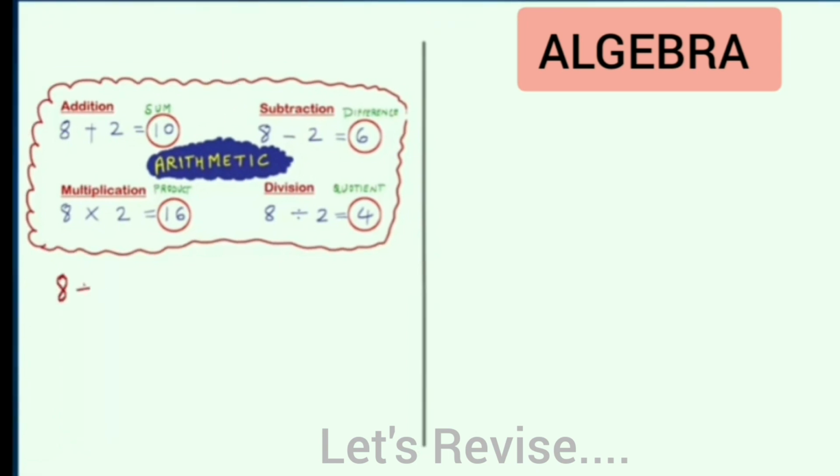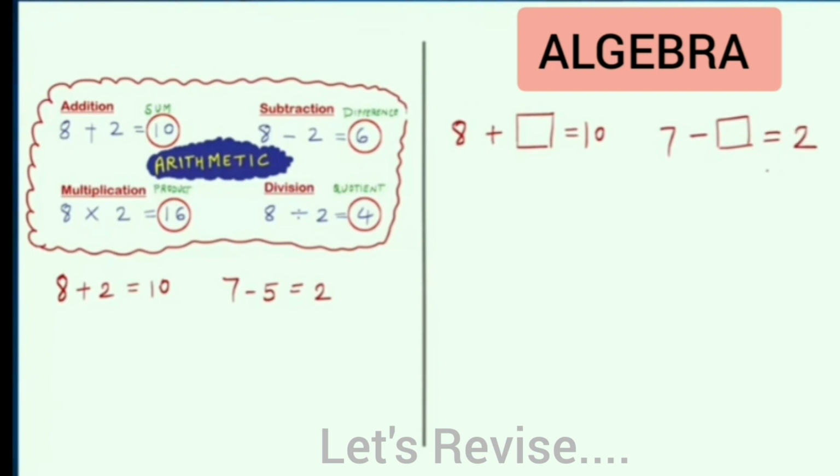We know that in arithmetic we can easily say 8 plus 2 is equal to 10 and 7 minus 5 is equal to 2. But suppose someone asks the same question in some other way, that is, how much amount do we add to 8 to get the total of 10, or how much should we remove from 7 to get 2. Answers at the blank place are 2 and 5 respectively, right?